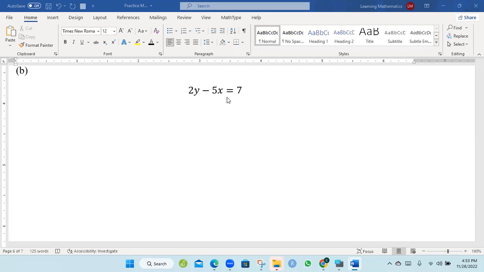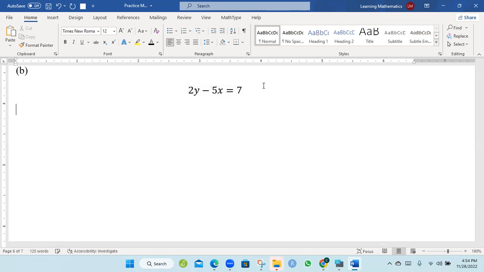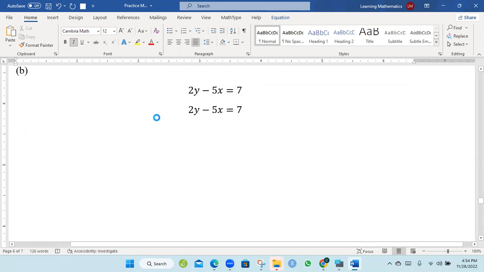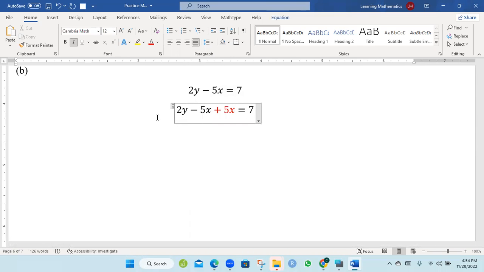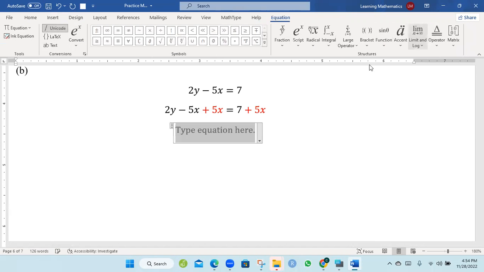So B is 2y minus 5x equals 7. Now we have to solve for x, meaning we have to solve for positive 1x. We're starting off with a negative 5x. We don't want a negative x, so as soon as possible, make your x positive. So it's very wise to add a 5x on both sides. We can have a plus 5x on the right, because that's what we want in the final scenario: a plus x equal to something.